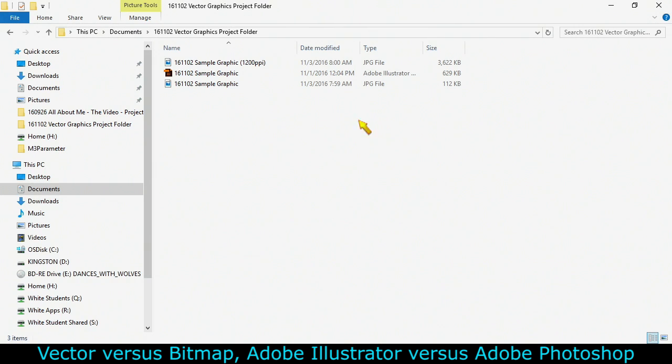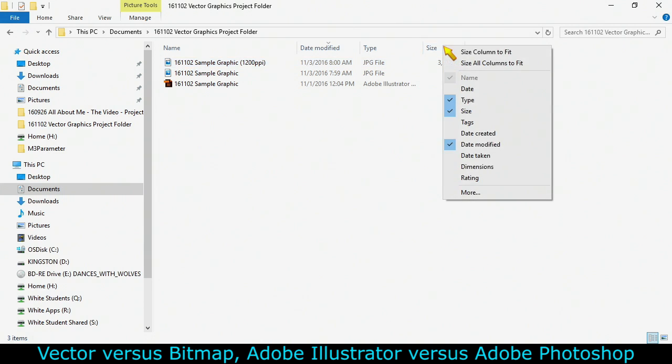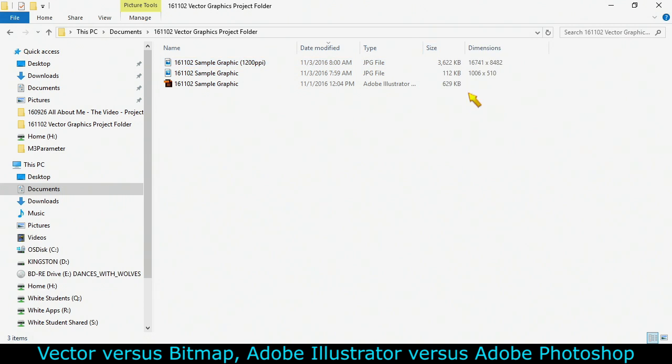Let's take a look at those two files here. Here's the sample graphic, and this one is the 72. It's 112 kilobytes versus 3.6 megabytes here. Let me go ahead and add the dimensions column, and you can see that this one here is a moderately sized graphic at 1006 by 510. When I put that at 1200 pixels per inch, 16,741 by 8,482. So we have control over what the JPEGs are going to look like when we export them, and Illustrator just keeps all the formulas and makes them ready to be exported that way.